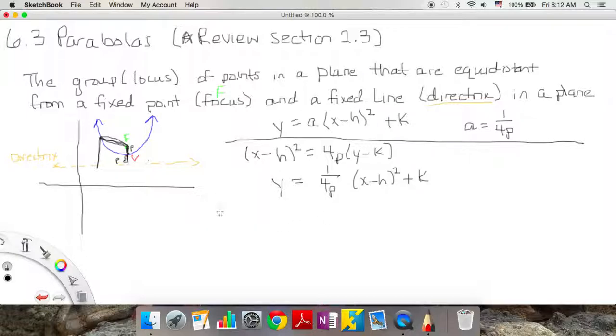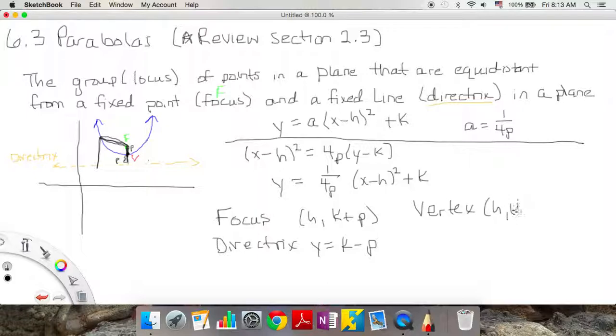So we know from this our focus point. Our focus point is h comma k plus p, and our directrix is a horizontal line, so it's y equals k minus p, because our vertex here is h comma k. We know that from chapter 2. So if we add our p to our k value, we get the focus, and if we subtract our p, we get the directrix. Just remember, the directrix is a line, so it usually needs to be written as a line equation.